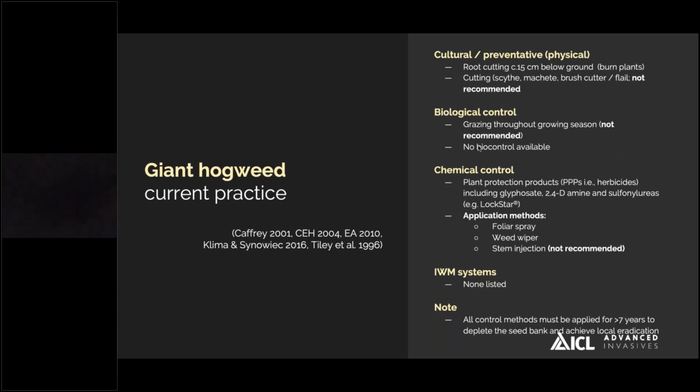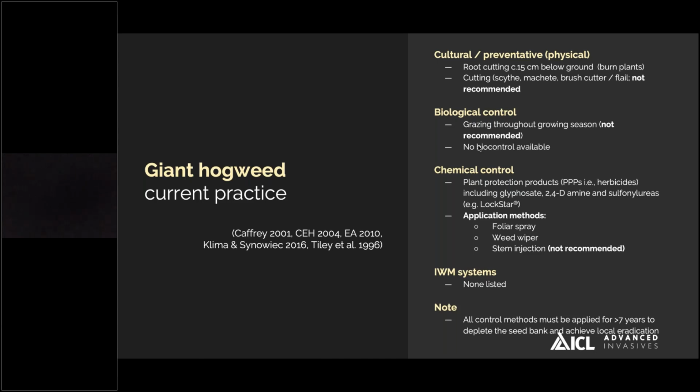In terms of current best practice for giant hogweed, there's a range of different methods proposed again. Root cutting has been demonstrated in various publications and presentations to be of limited efficacy, and if you miss the taproot or there's any connection remaining, the plant recovers to previous growth. In terms of cutting, we really wouldn't recommend using any method. It's likely to be ineffective.